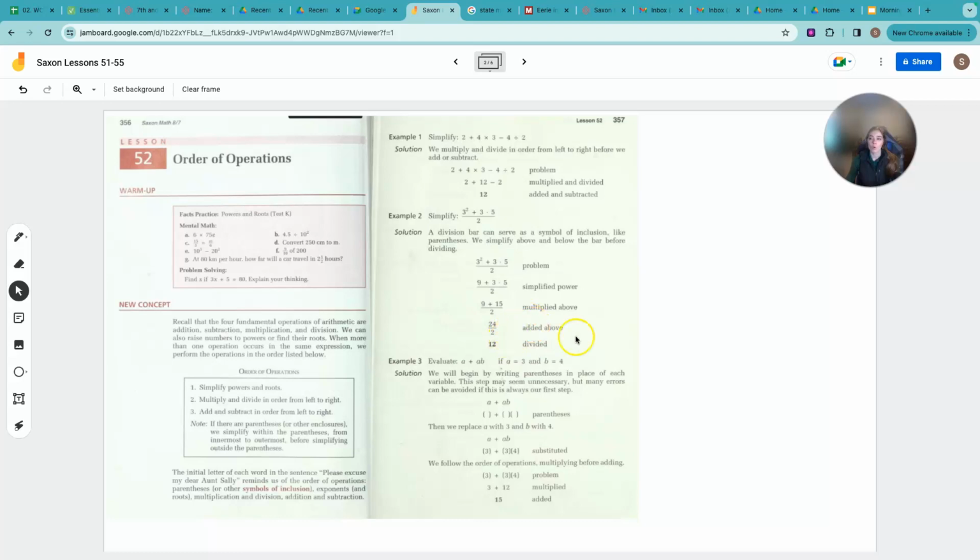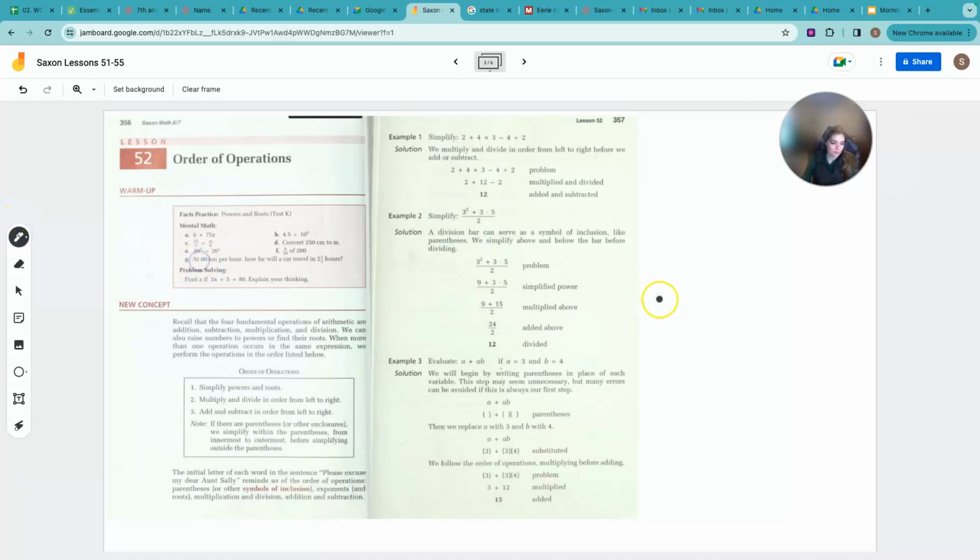Welcome back, gentlemen. This is lesson 52, order of operations, something that you are, or should be, a little bit familiar with. So to start off, let's go through what is the order of operations.